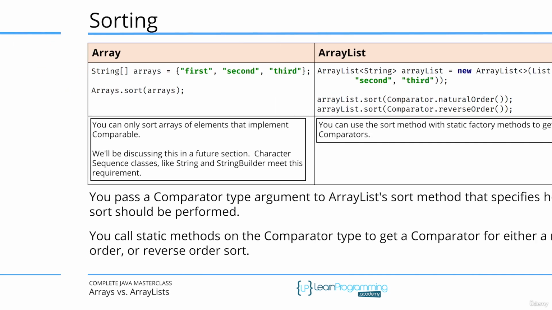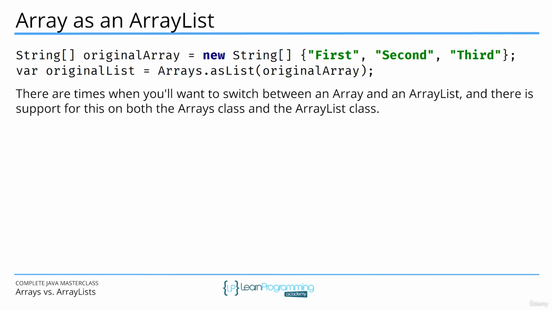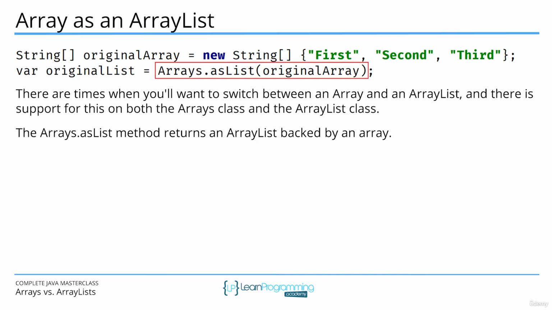You call static methods on the Comparator type to get a comparator for either a natural order or reverse order sort. There are times when you'll want to switch between an array and an array list, and there is support for this on both the Arrays class and the ArrayList class. The Arrays.asList method returns an array list backed by an array.